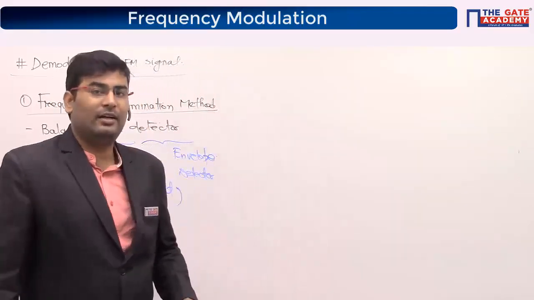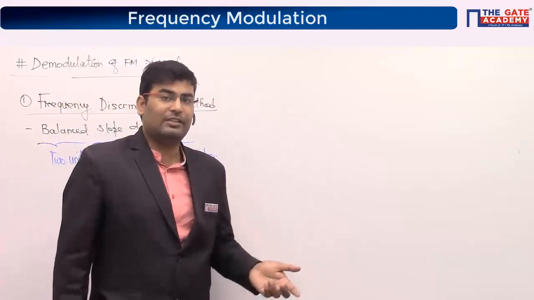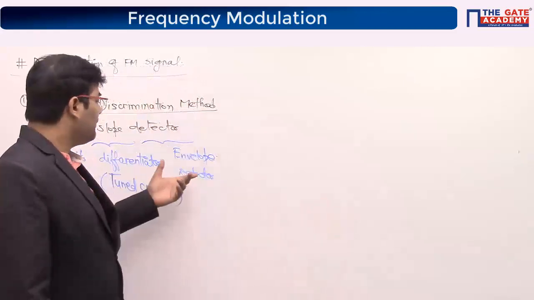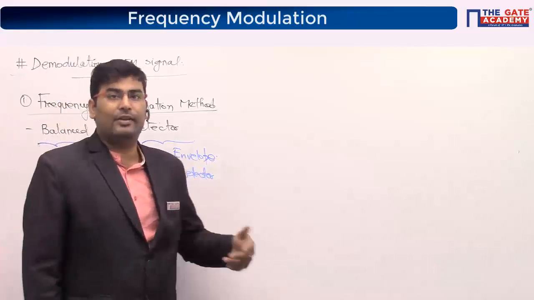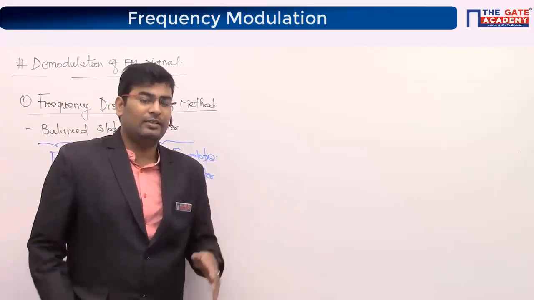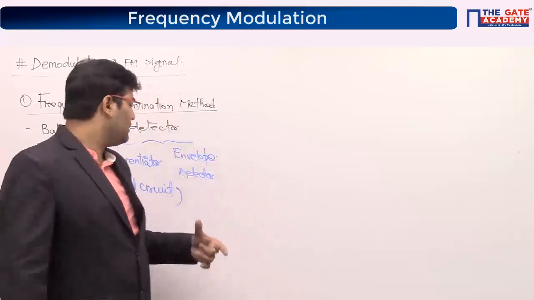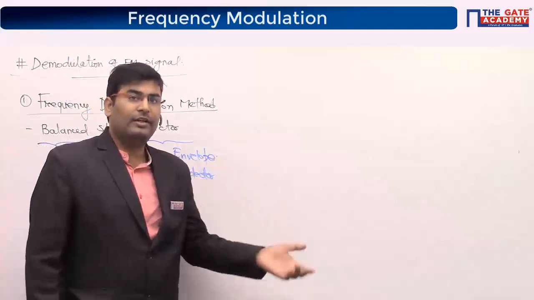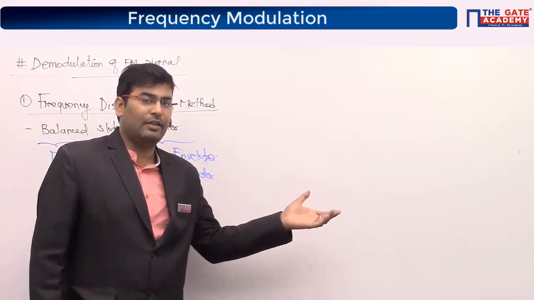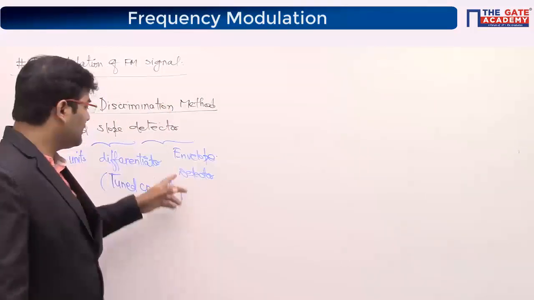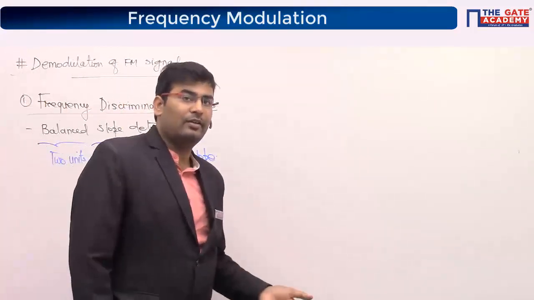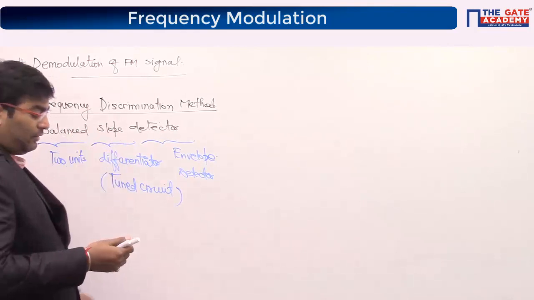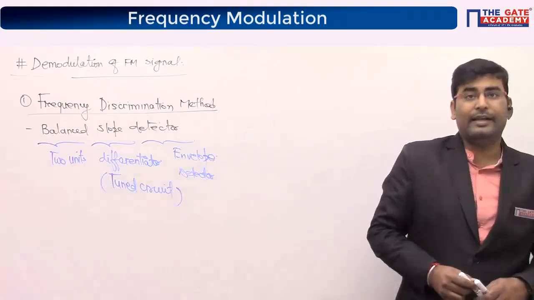Why do we call it slope? Because you have a differentiator circuit, because the tuned circuit acts more like a low pass filter, and the end block is the envelope detector, because once you have got the message signal for a certain frequency, you need to demodulate it again into m of t, because that frequency variation you have got for that certain frequency range still has to be converted back into the message signal. So that's why we call it balanced slope detector. Okay, any doubt?